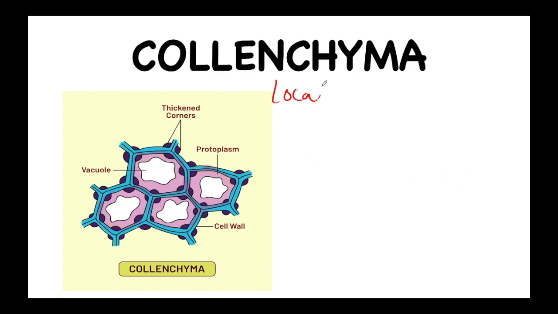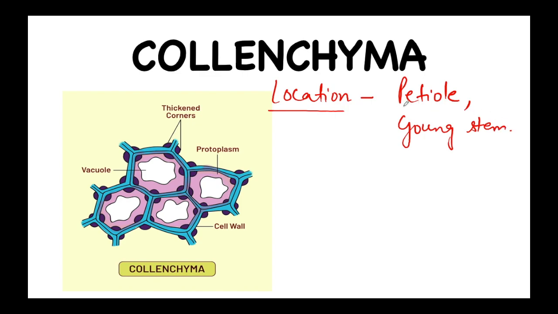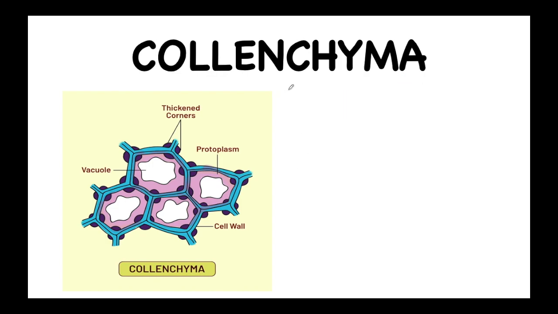Now come to the location of collenchyma tissues. Collenchyma tissues are present in the petiole part of the leaf and young stem. Do you know what is the main function of this petiole? This is petiole. This is the part from where the leaf arises, the part where the leaf is attached to the stem.